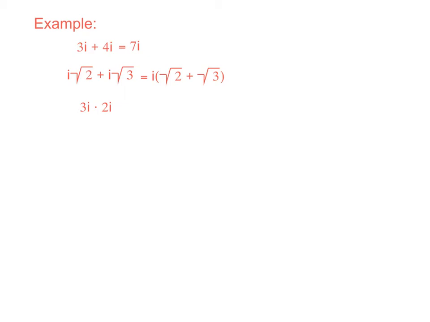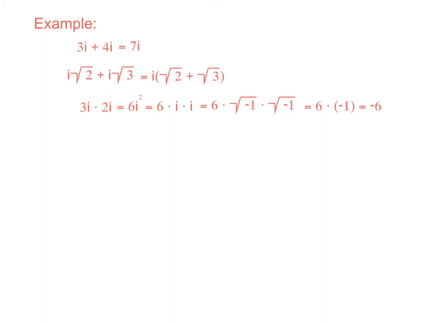Now what about multiplication? What if I had 3i times 2i? That would equal 6i squared. Well, what is i squared? But 6i squared would simply equal 6 times i, or 6 times the square root of minus 1 times the square root of minus 1, which finally would equal minus 6.